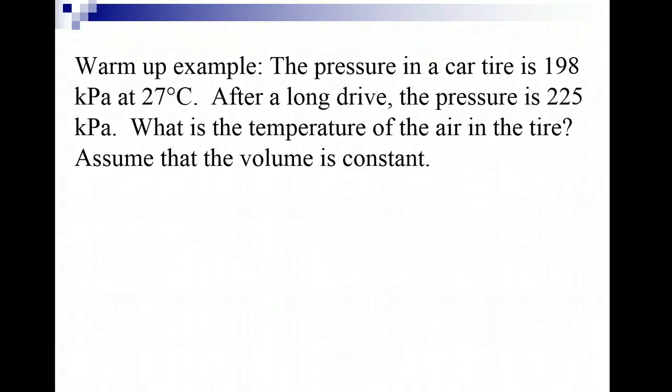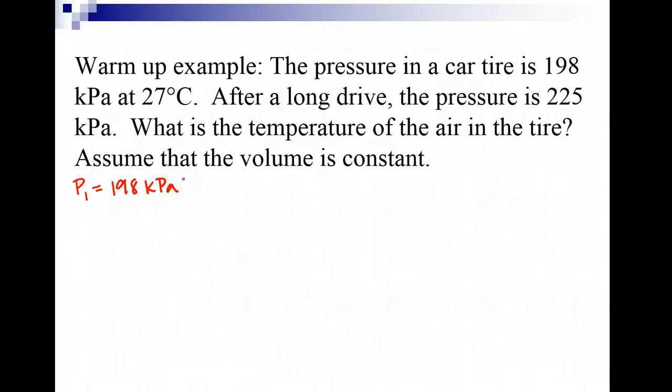Previously in section 10.3, we looked at three main gas laws, Boyle's, Charles's, and Gay-Lussac's, and they were all equations that involved two variables, including either pressure, volume, or temperature. This is a classic example. If you take a look at the information provided in this problem, it says the pressure in the car tire is 198 kilopascals. So we know P1 is 198.